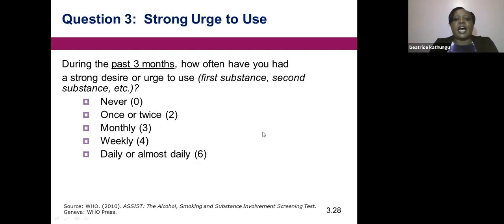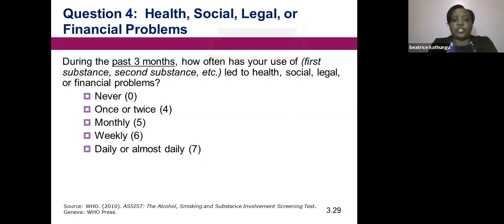Question number 3 assesses something to do with urges to use. So the client may not have used, but they've got strong cravings, urges to use, which is something of importance to you. So you ask them, during the past 3 months, how often have you had a strong desire or urge to use? You see, they may have the urge but never used, but the urge is important to capture. So again, you score it much the same way as in question 2, like you did with the response card number 2. Then you go to question number 4.